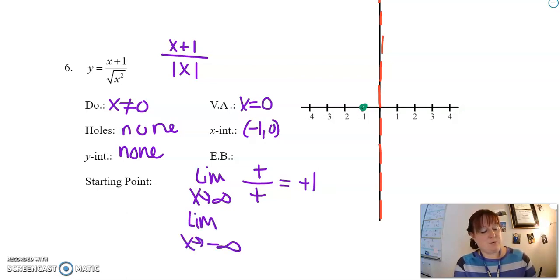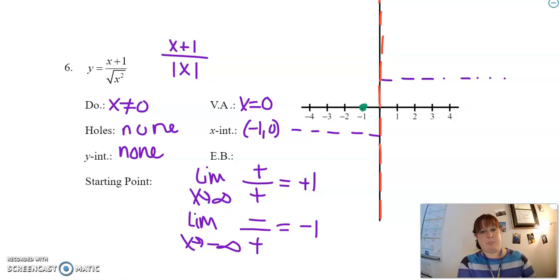What about the limit as x approaches negative infinity? Well, I'd have a huge negative number over a huge positive number because I'm going to take the absolute value, so that equals negative 1. So I have an asymptote on the left. As I get to negative infinity, I have an asymptote of negative 1, and as I get to the right, I have an asymptote of positive 1.